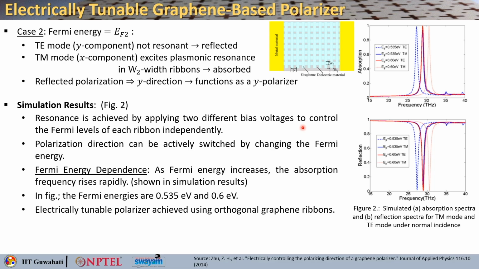Okay. So what did we achieve here? We basically achieved an electrically tunable polarizer using orthogonal graphene ribbons. One thing you can cross check is that whenever there is a strong absorption, that also gives you a reflection dip, because what is getting absorbed is not getting reflected, and transmission is 0 because of that thick metallic plate as a substrate. So this you can correlate, this is the Fermi level and the polarization of the beam. So this is how you can make an electrically tunable graphene based polarizer.